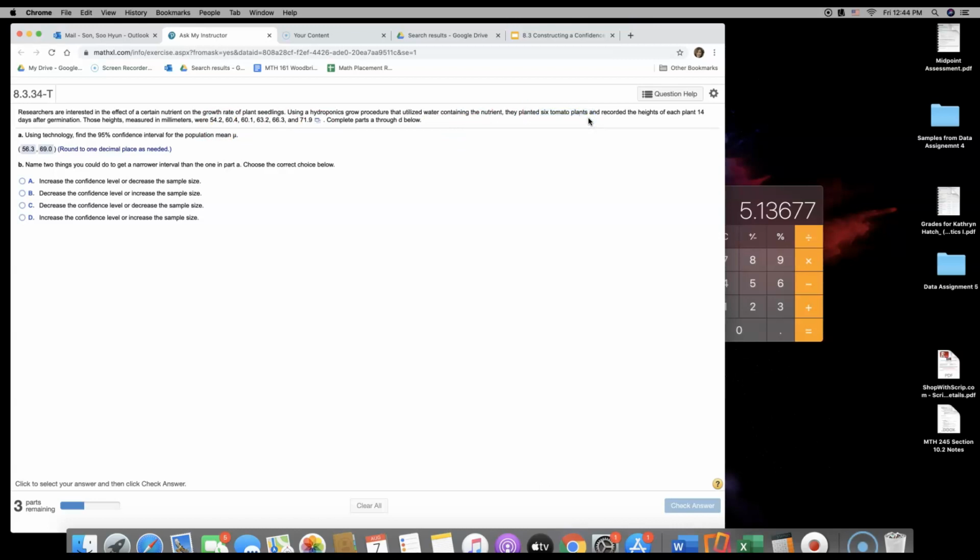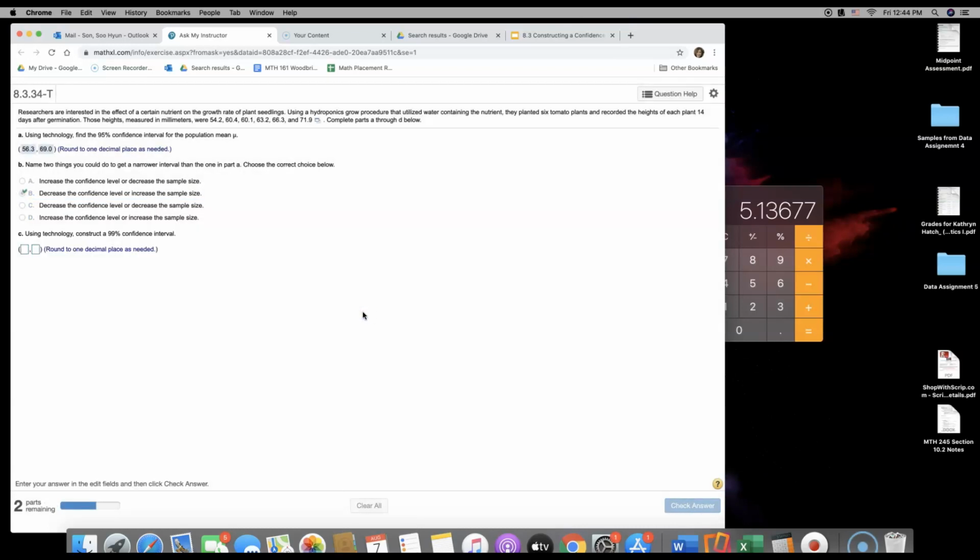The second thing we can do to narrow our interval is decrease the confidence level. So I'm going to click on this one, decrease the confidence level. Okay, and increase the sample size, and that's the way to do it.